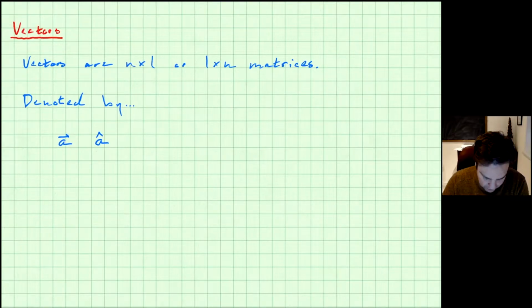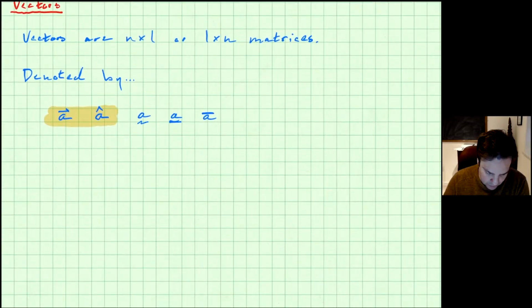People also use other things. You might know from previous experience, some people put a little tilde underneath. This is not a notation that I'll use. Some people just underline it, a straight underline. And some people put a little straight bar on top like that. There are lots of different notations, but these are the notations that we will use for vectors.